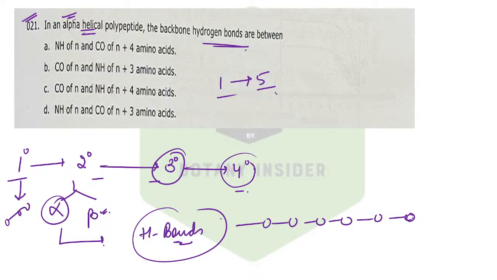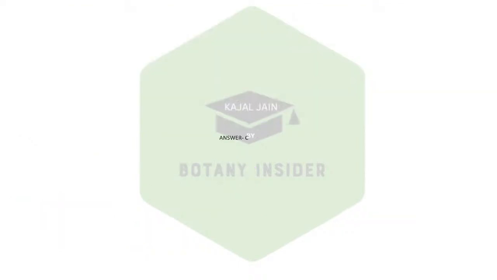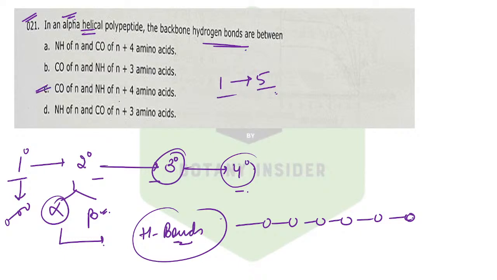So if you go into the theoretical concept for the same, the answer over here should be option number C, that is CO of N and NH of N plus 4. This is what you have to keep in mind.